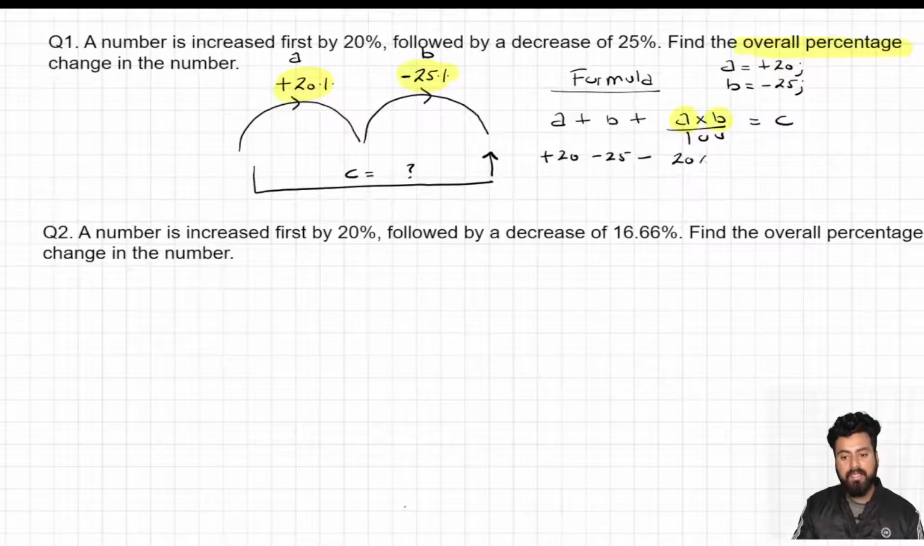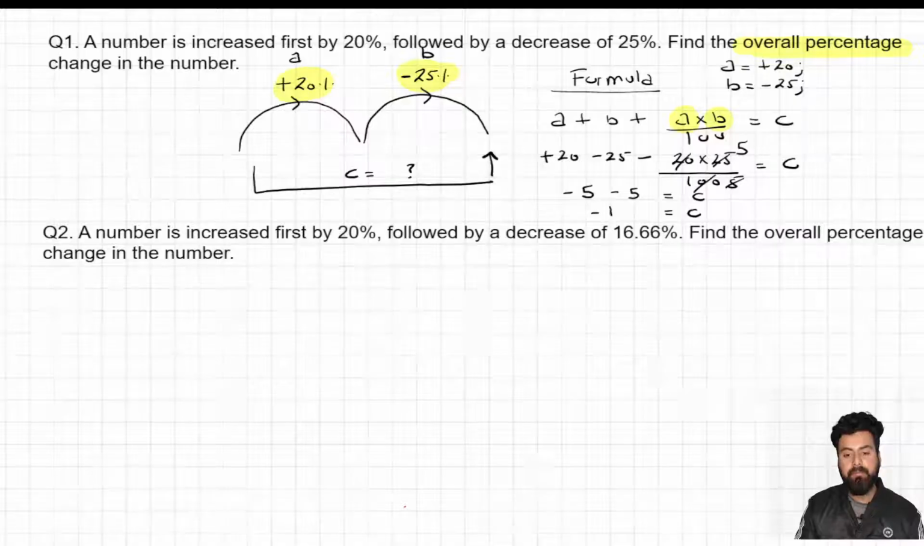So 20 into 25 divided by 100 equals C. Now let's do the calculation. Plus 20 minus 25, it will be minus 5. 25 into 20 is 500, divided by 100 is 5. Again you will get a 5 here with a negative sign. So the answer of C is going to be minus 10.